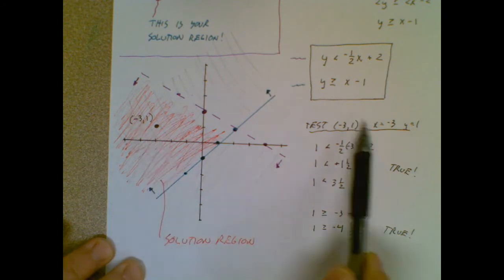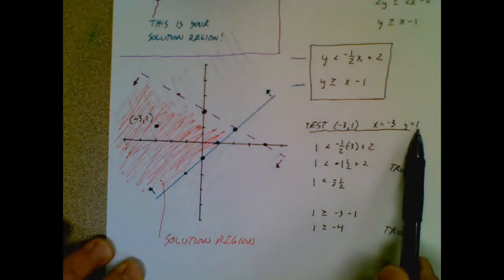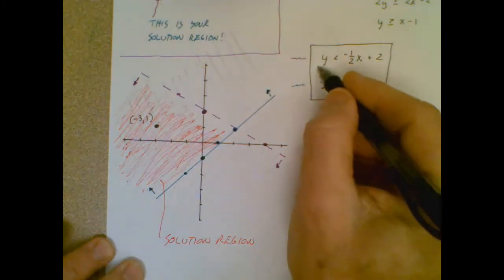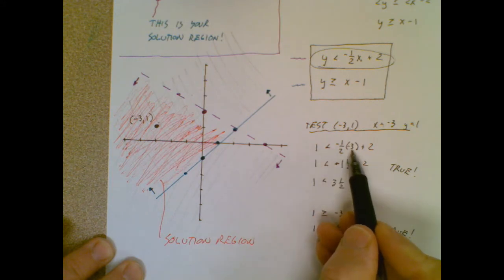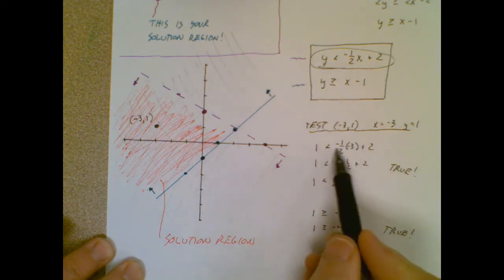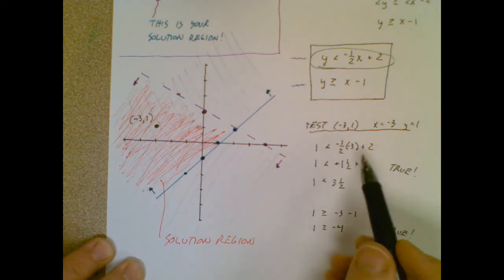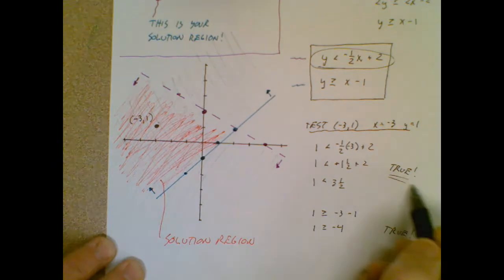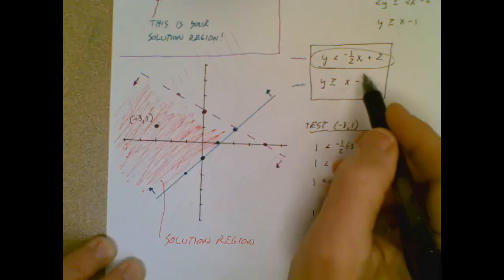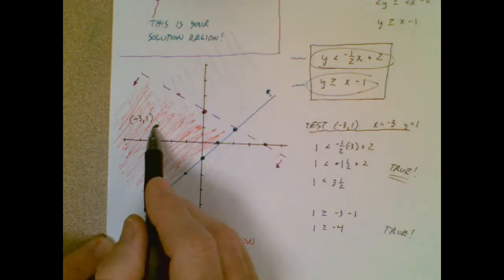So I take the x equals -3 and the y equals 1, and I'll plug it into this first inequality. I replace the y with a 1, the x with a -3. So it's that same inequality, just with the numbers replaced. And now as I work through this, I end up with 1 is less than 3.5. Is 1 less than 3.5? Heck yeah, it's true. But for it to be truly a solution, it has to work in both of those.